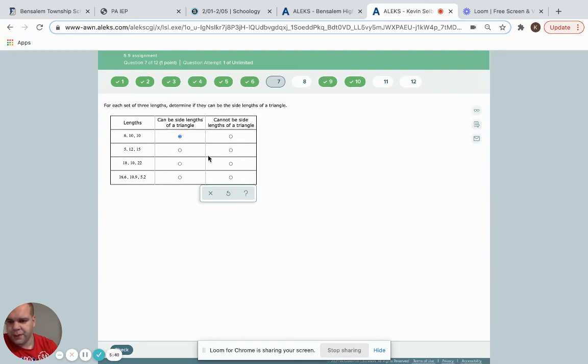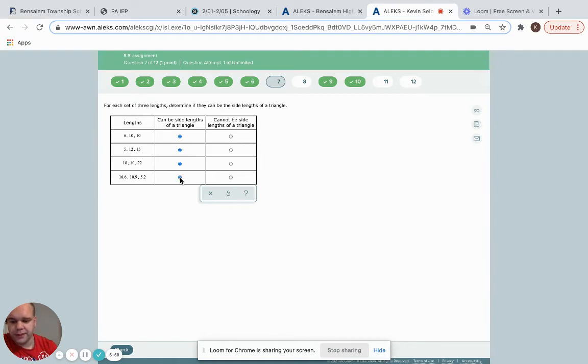All right. 5, 12, and 15. Again, side lengths of a triangle. 18, 10, and 22. Again, appear to be side lengths of a triangle. All right. 5.2, 10.9. Again, appear to be side lengths of a triangle.